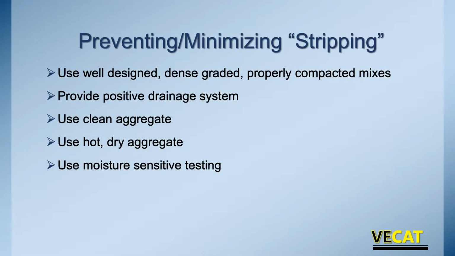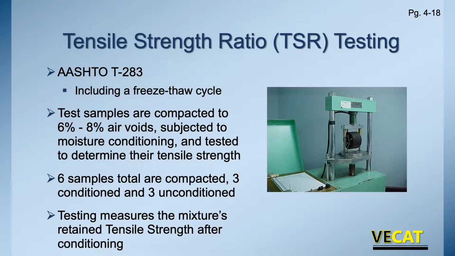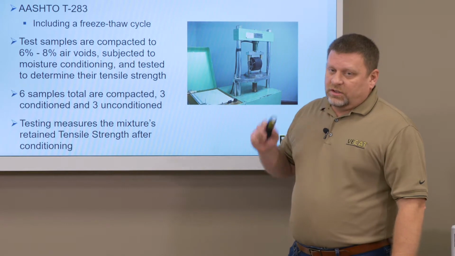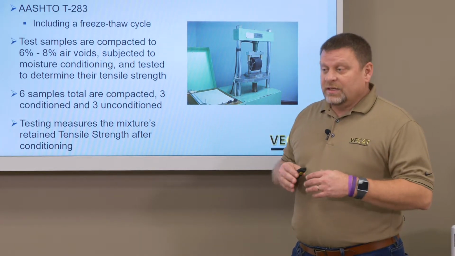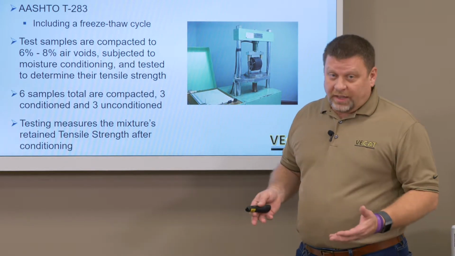And then this is what we're gonna start talking about now, is the use of moisture sensitivity testing, or basically the TSR. TSR stands for tensile strength ratio. The test procedure for this test is AASHTO T283. In that particular procedure, there's a freeze-thaw cycle that in Virginia you are required to do. Basically, TSRs are now run during the first lot of production for each mix that's being produced at each plant.